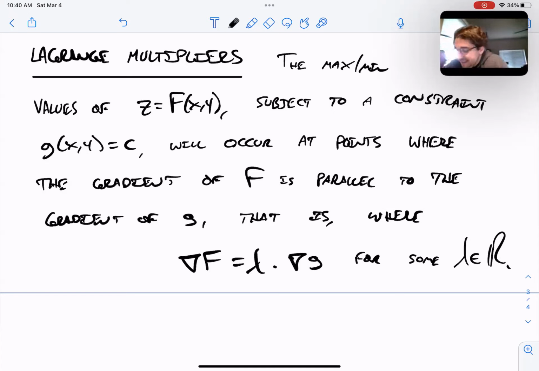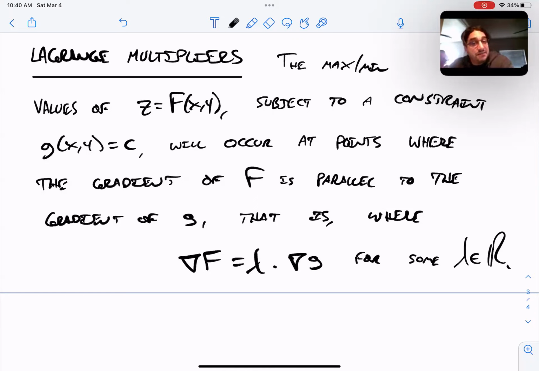But it's not the same setting as critical point style optimization, right? Where we say I want max and min values of this surface just anywhere, any top of any mountain, bottom of any valley. No. Max and min values of the surface subject to a constraint g of x, y equals c. So I want the max or the min, but only among the inputs x, y that satisfy this equation g of x, y equals c, where c is some constant, g is some function.